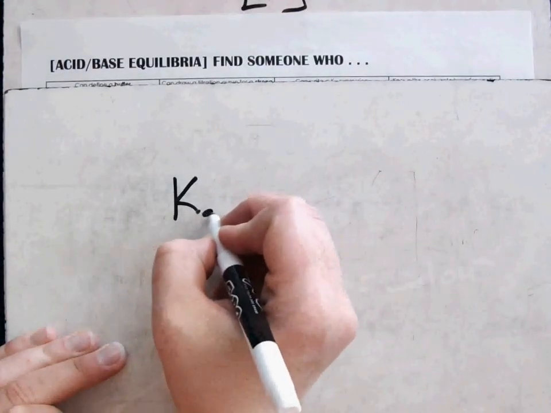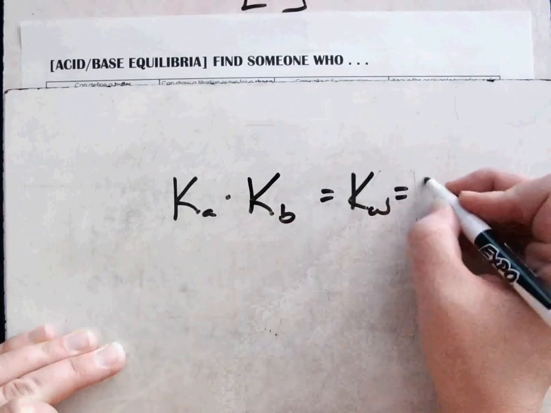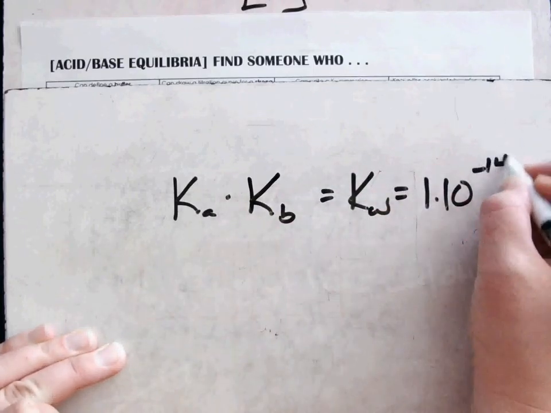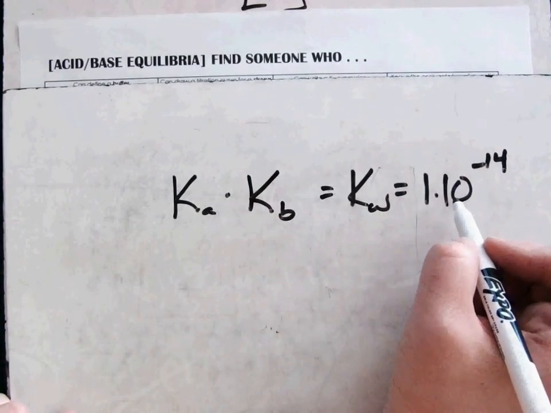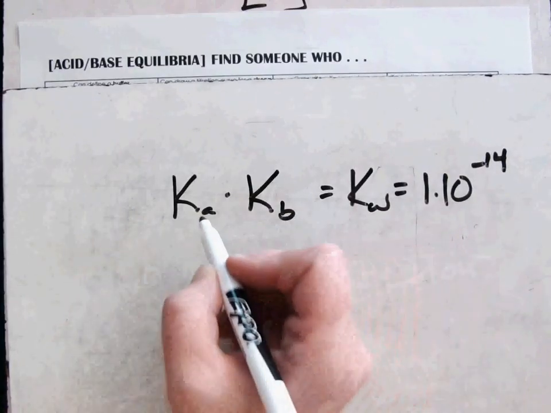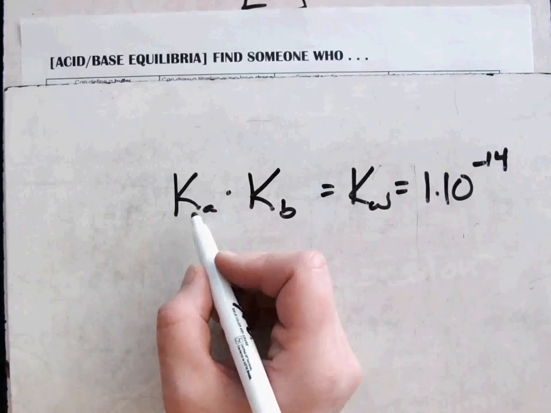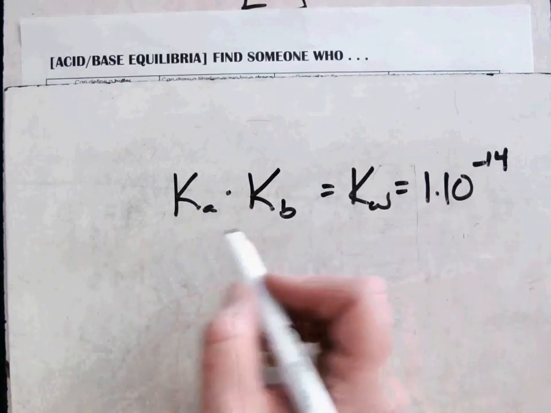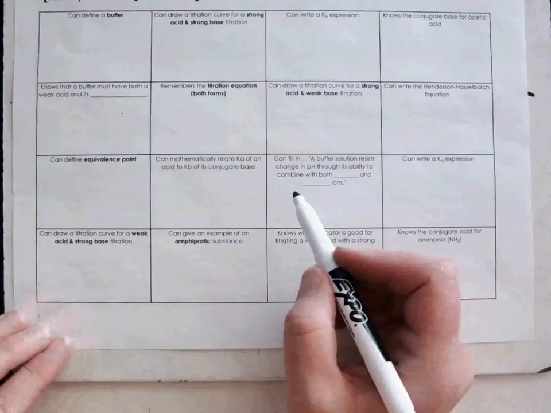Okay, for this one, Ka and Kb are mathematically related using Kw. Ka times Kb equals Kw, which is 1 times 10 to the negative 14. So if you know Kb for a base, you can take Kw, divide it by the Kb, and find the Ka for its conjugate acid. Or if you have a weak acid and you know its Ka, you can do the similar thing to find the Kb for the conjugate base.